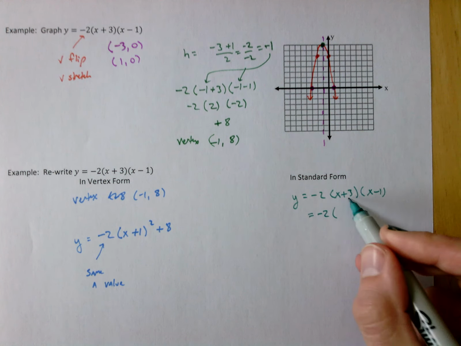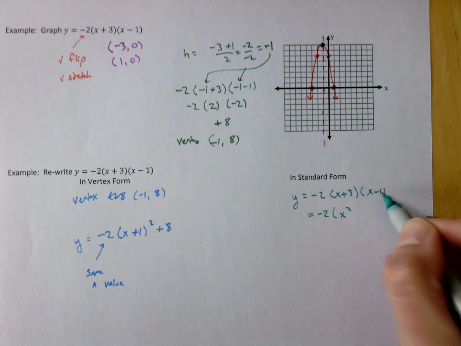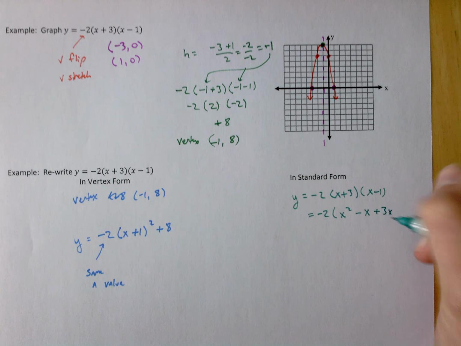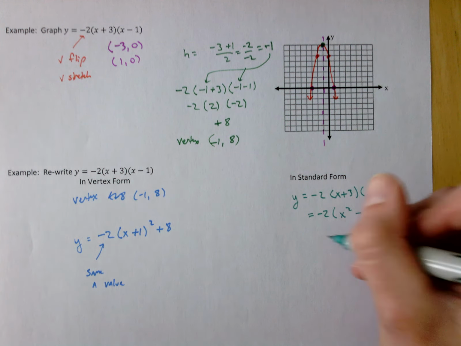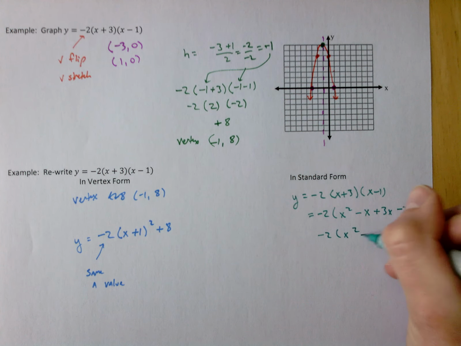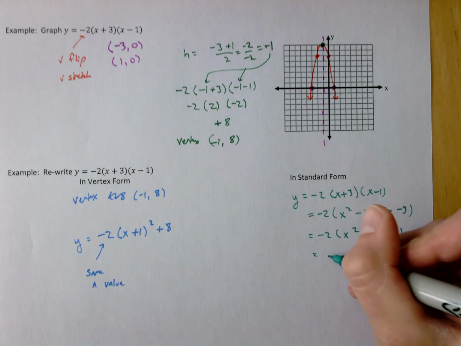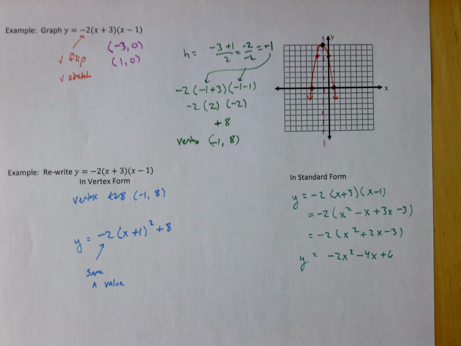So when I multiply these 2 binomials together, x times x is x squared. x times -1 is -1x. 3 times x is 3x. 3 times -1 is -3. Okay, I can combine these 2 middle terms together. So then that would be -2 times (x squared plus 2x minus 3). And now I can distribute this. So it'll be -2x squared minus 4x plus 6. There's my equation in standard form. Okay, so all standard form is, it's just totally simplified.